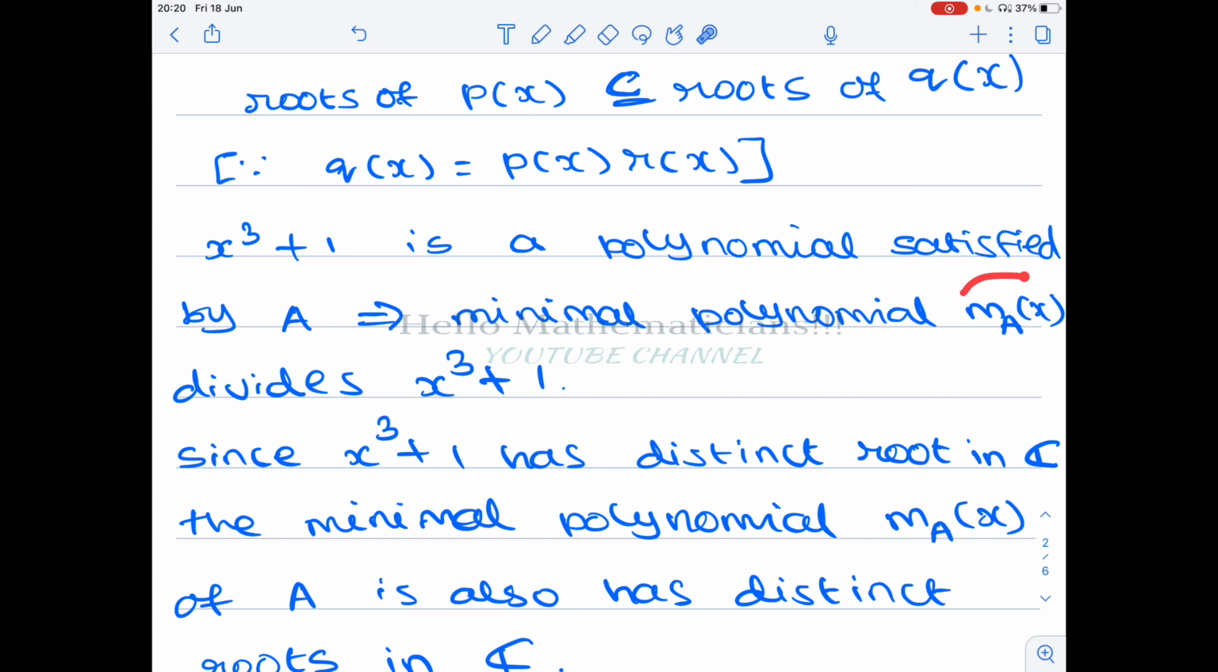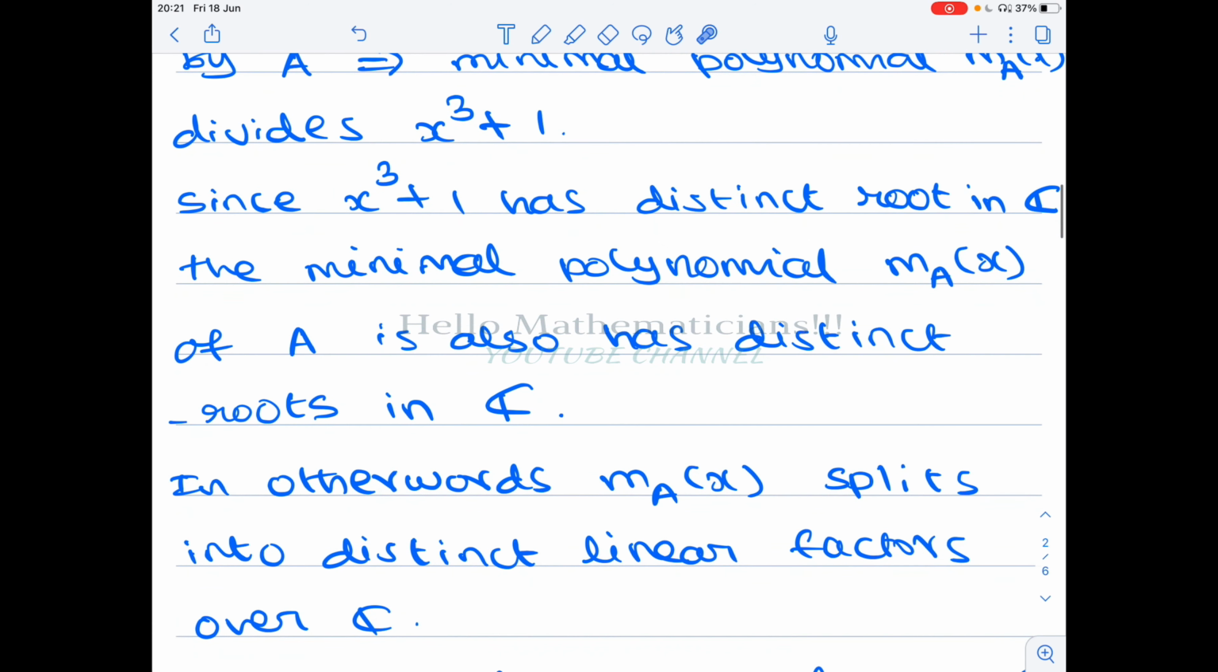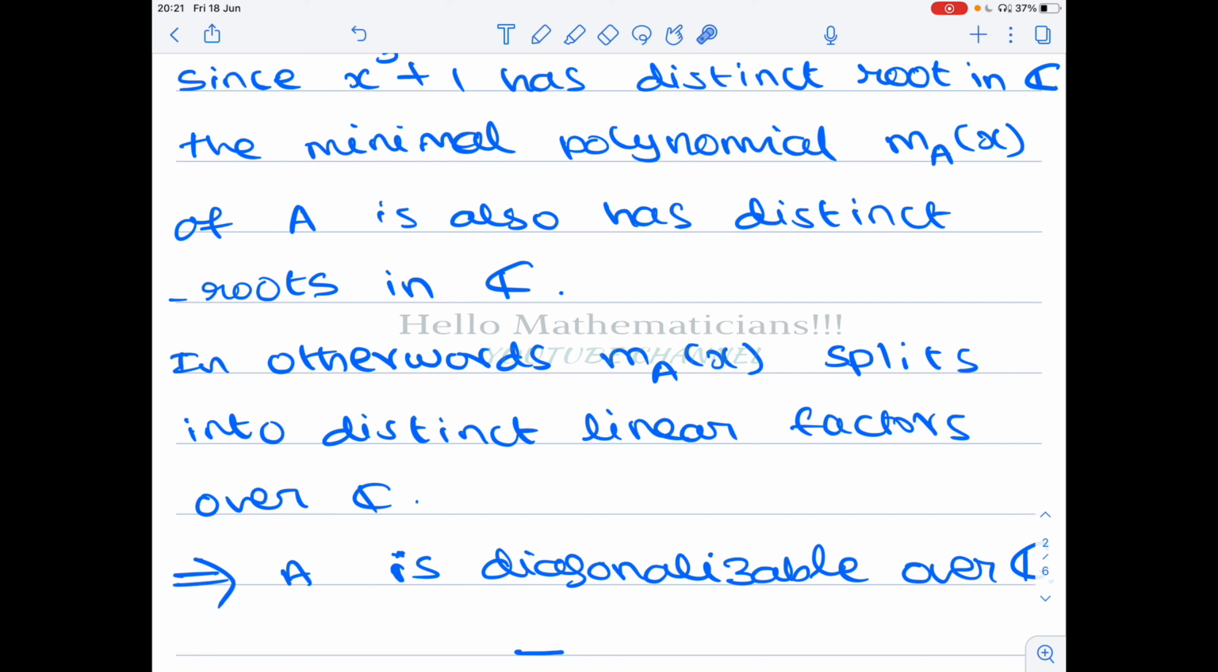Therefore roots of this polynomial are a subset of roots of this polynomial, but this polynomial has distinct roots. We just saw that the roots of this polynomial are minus 1, alpha and alpha bar. Therefore the minimal polynomial of A also has to have distinct roots. What is the meaning of it has distinct roots? It means that m_A(x) splits into distinct linear factors over C.